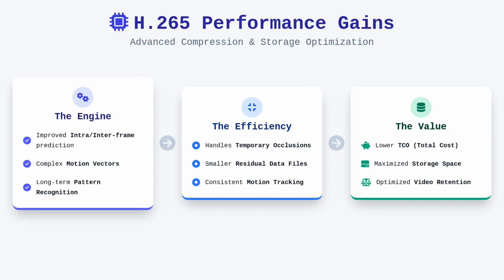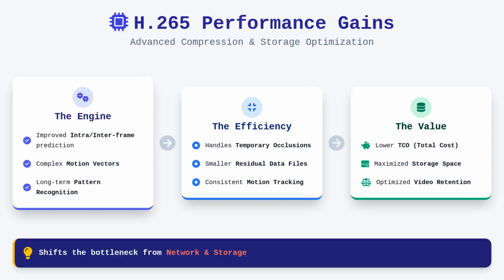When you are designing a system that needs to retain video for extended periods, the choice of H.265 is often the single most impactful variable in your storage calculations. By leveraging these advanced compression techniques, you shift the bottleneck away from the network and storage layers and into the computational performance of the specialized hardware.